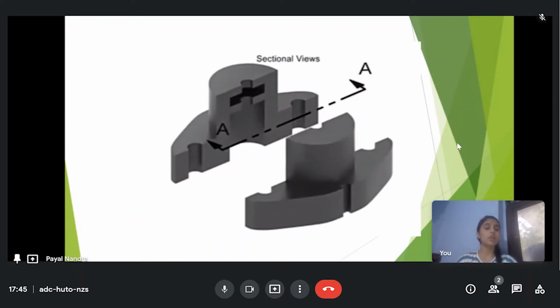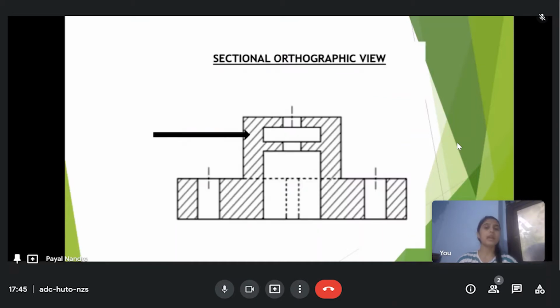After cutting, the object will look like this. And now we have drawn the sectional orthographic view. These lines are known as hatching lines. As we already know, these are drawn at an angle of 45 degrees and each line is about 2 to 3 mm apart from the other line.